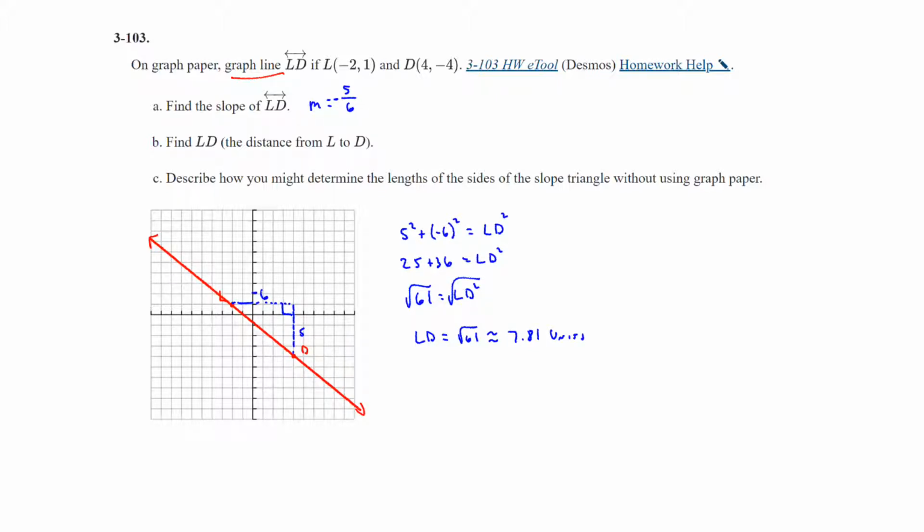And pay attention to the notation right here. LD does not have a line or anything above it because we're talking about a measure. So continue to work on the notation as we go through.